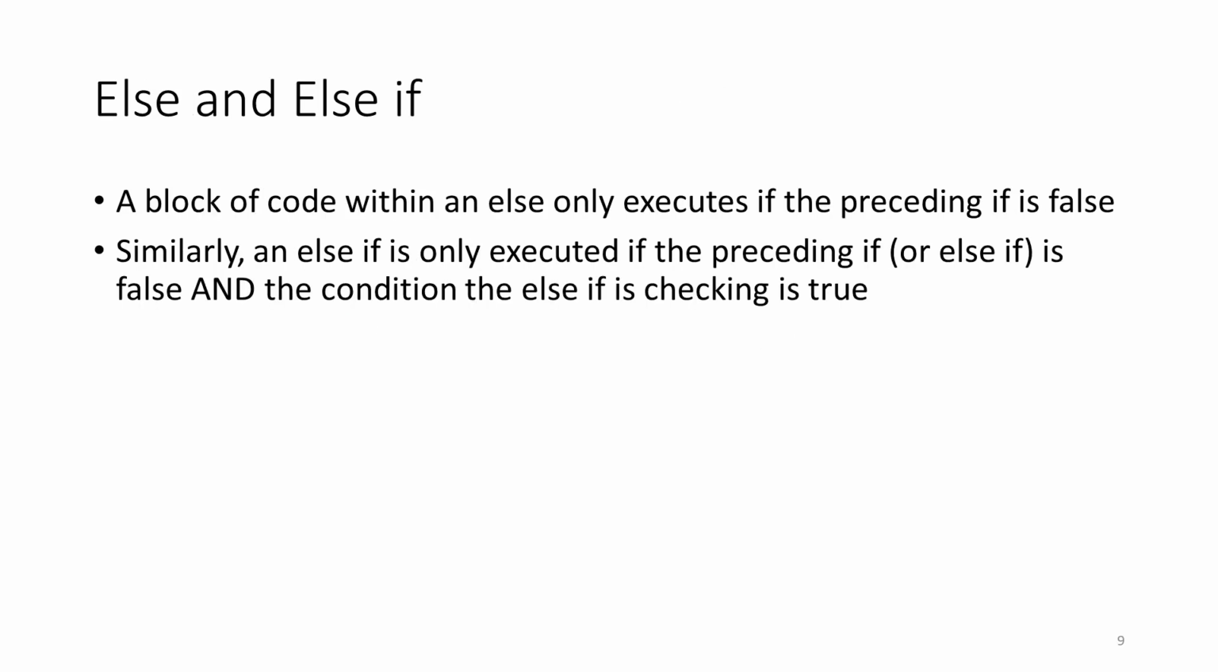Else and else if are a way of extending your if statements. Else statements can only come immediately after an if statement, and the block of code within the else is only executed if the preceding if is false. Similarly, else ifs are only executed if the preceding if, or else if, is false and the condition the else if is checking is true.